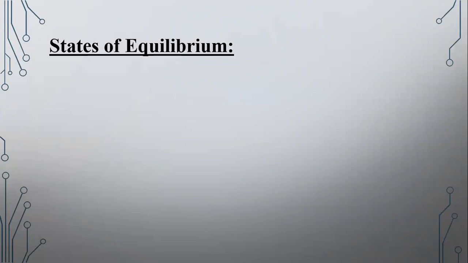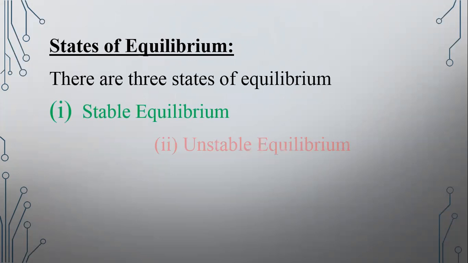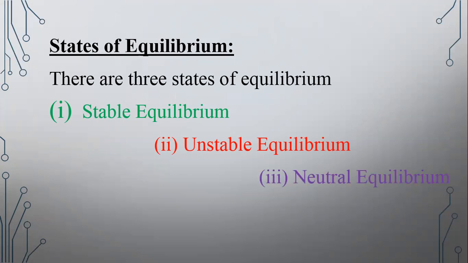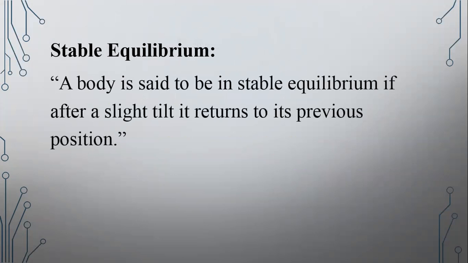Now there are three states of equilibrium named stable equilibrium, unstable equilibrium, and neutral equilibrium. So these are three states of equilibrium. So first of all, stable equilibrium. A body is said to be in stable equilibrium if after a slight tilt it returns to its previous position.